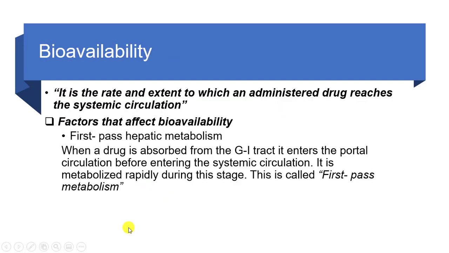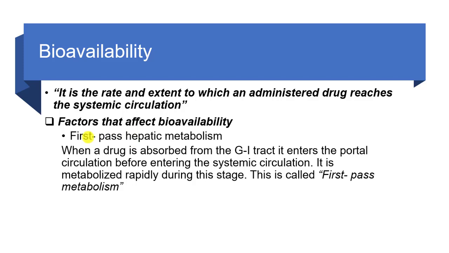If I move to the next slide, now I'm going to talk a little bit about the concept of bioavailability. What is bioavailability? Bioavailability is basically the rate and extent to which an administered drug reaches the systemic circulation. It means that, for example, if I give 100 milligrams of a drug orally, and only 70 milligrams of that drug is absorbed by the body, then the bioavailability of that drug would be 70%.